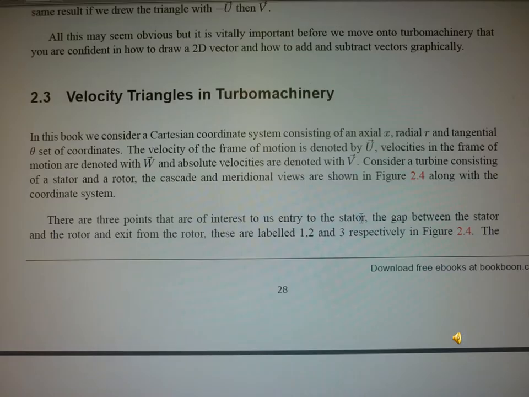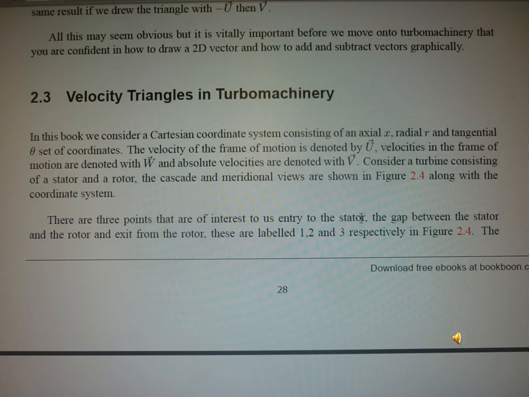And the next one is the velocity triangles in the turbomachinery. In this process, we consider the Cartesian coordinate system consisting of the axial x, radius r, and tangential theta as a set of coordinates. The velocity of the frame of the motion is denoted by U. The velocity in the frame of the motion is denoted by W. And the absolute velocity is denoted by V.